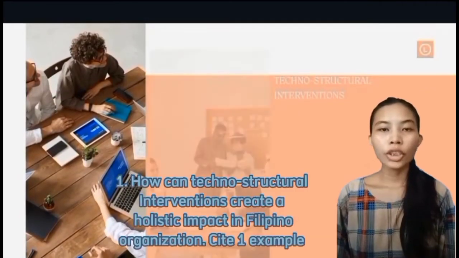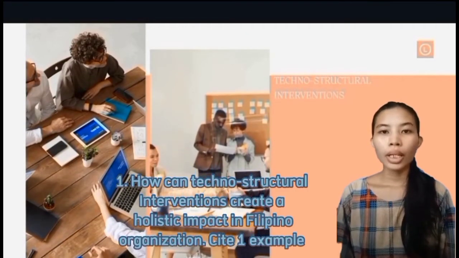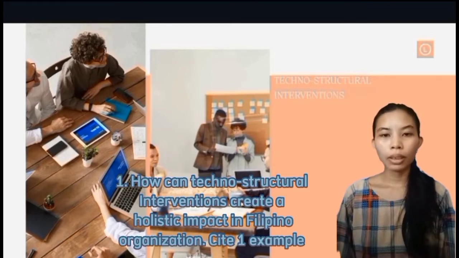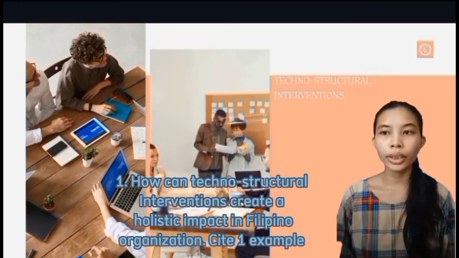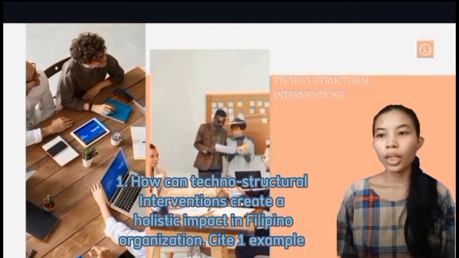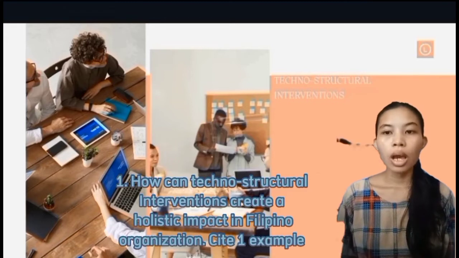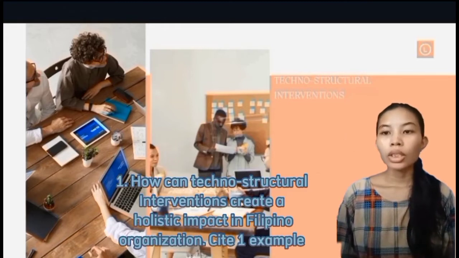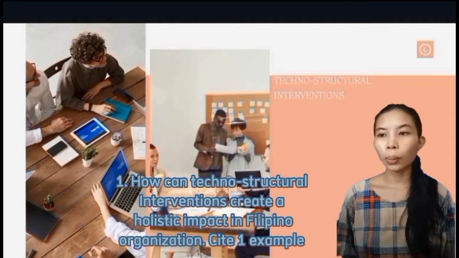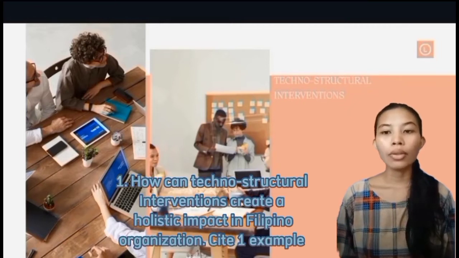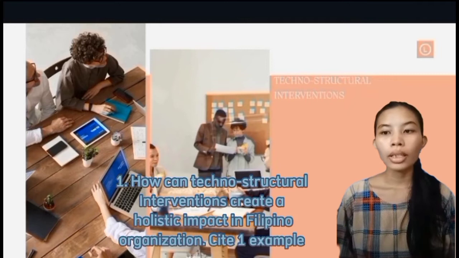How can technostructural intervention create a holistic impact in Filipino organizations? Cite one example. As technostructural intervention focuses on improving organizational effectiveness and human performance by focusing on technology and structure, technostructural intervention changes have a holistic effect on the Filipino organization, shifting the organization's total work from more traditional ways of dividing it to more flexible and integrative ways.